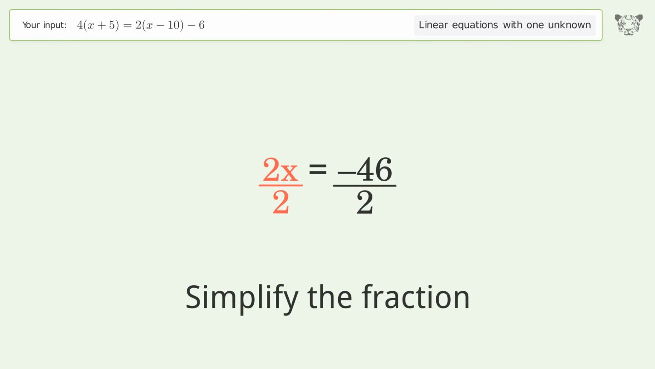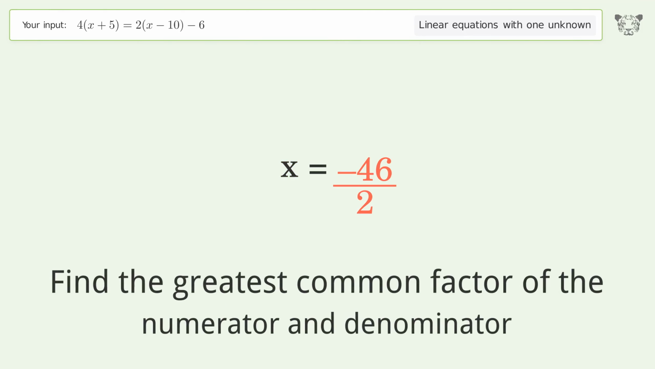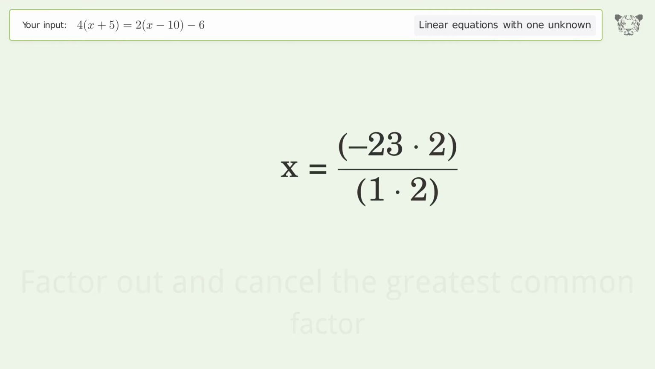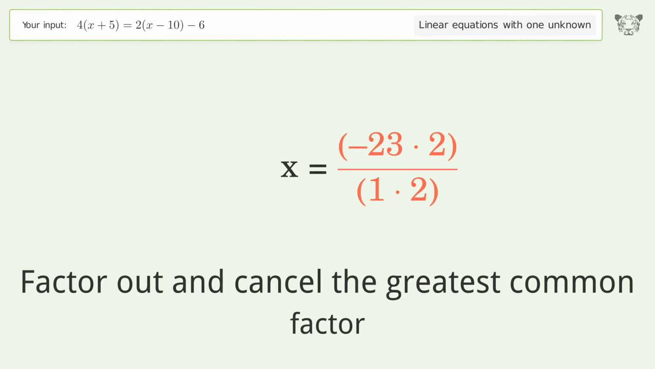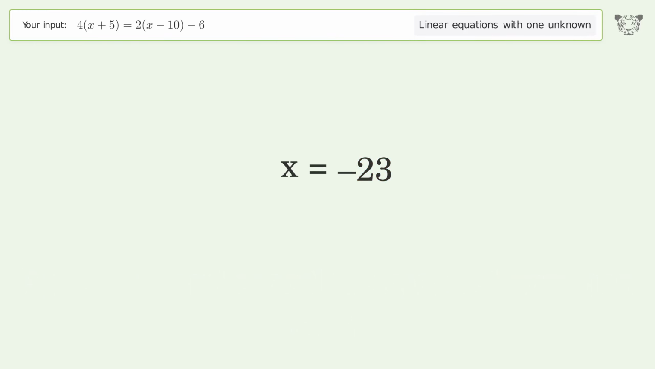Simplify the fraction. Find the greatest common factor of the numerator and denominator. Factor out and cancel the greatest common factor. And so the final result is x equals -23.